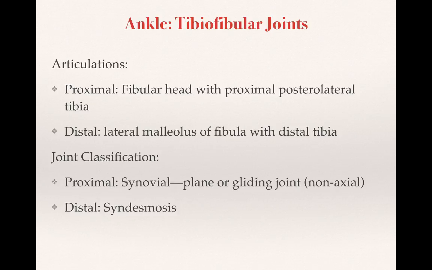The tibiofibular joints, these are the joints made by the fibula on the tibia. So the articulations, there are 2. The proximal one is the fibular head and the proximal posterior lateral tibia. And the distal articulation is the lateral malleolus of the fibula with the distal portion of the tibia.